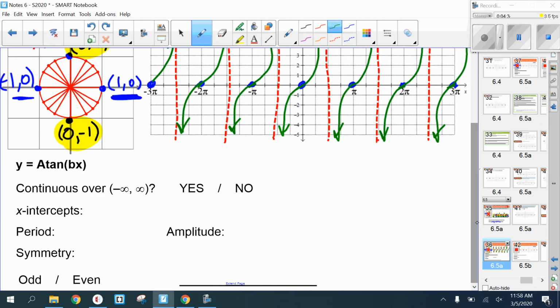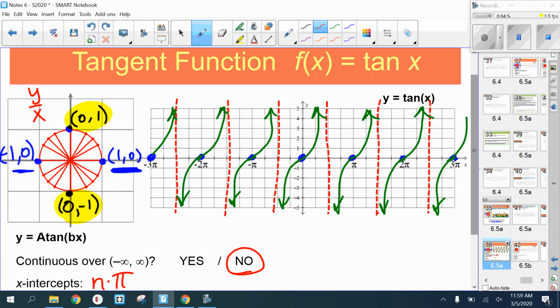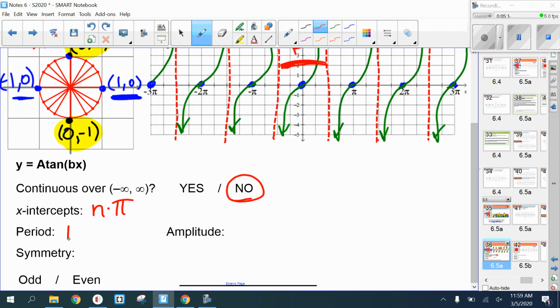So is this continuous? Well, no. If there's asymptotes, then it can't be continuous. So the x-intercepts are multiples of pi. And the period, here's how you can tell the period from this graph. The period would be the distance between two of the asymptotes. So this distance right here would be the period. And if you notice, that's four tick marks on my graph paper here. So what does 4 tick marks on this graph paper represent? Pi. So the period of this graph is pi.